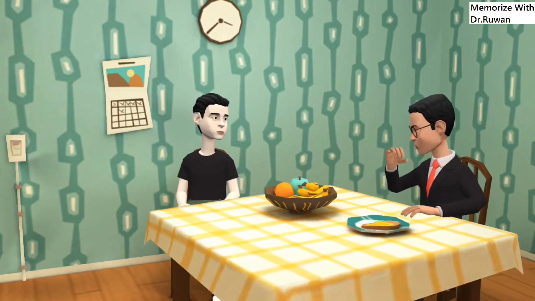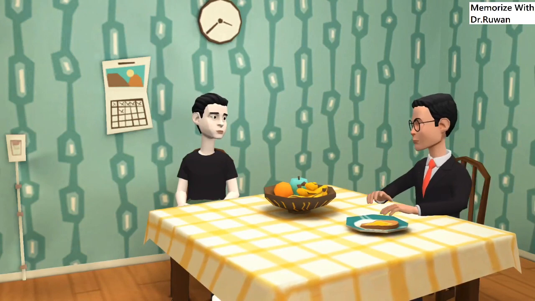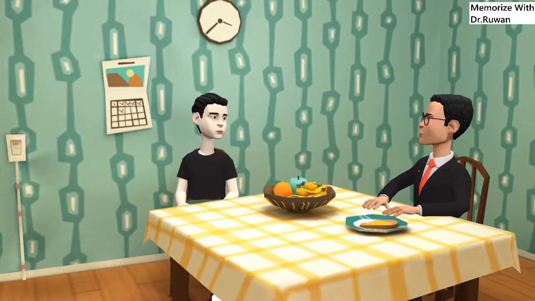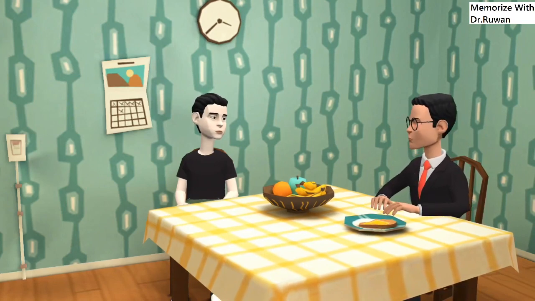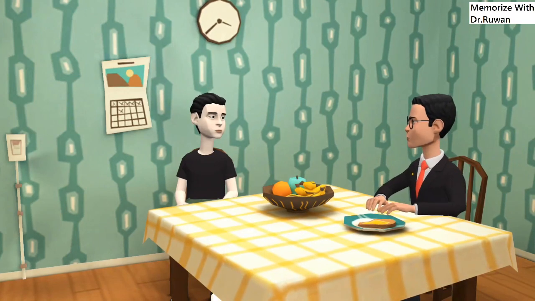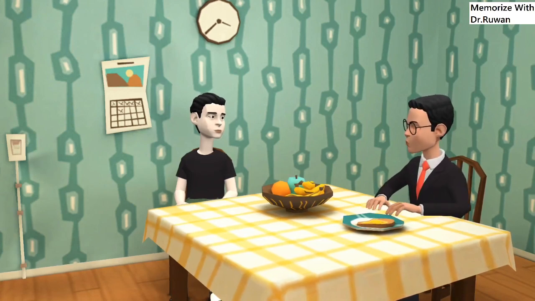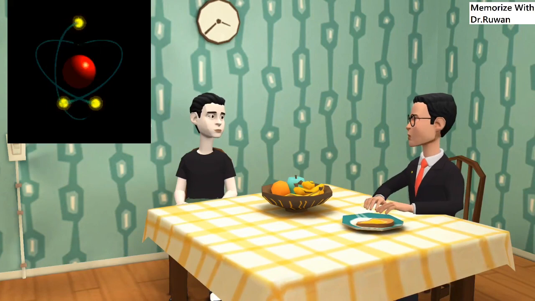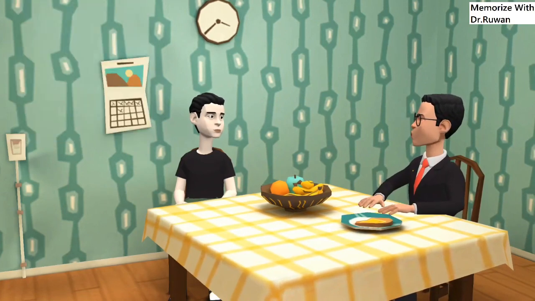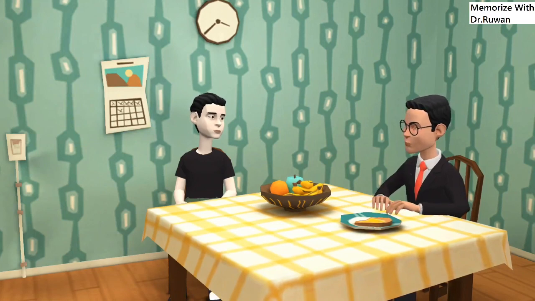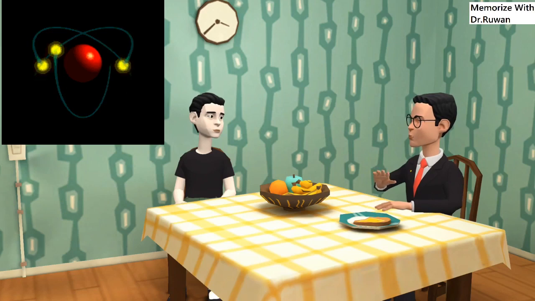Patience, my dear, patience. Everything will become clear soon. But before that, I need to teach you a few interesting facts. Alright? Did you know, children, that everything in this world is made up of tiny things called atoms? Air, soil, water, animals, and even plants are made of these tiny building blocks called atoms.